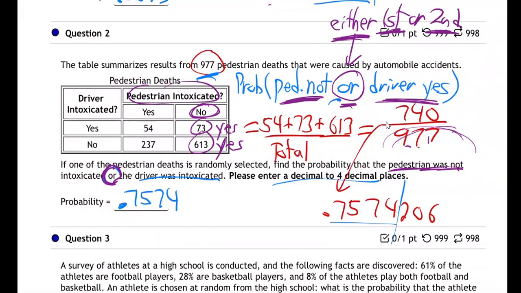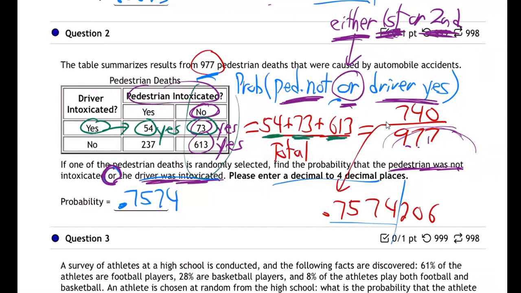And they said pedestrian not or driver yes, so you can have either the first or the second. So I just grab all the first, and then you go to the second. Driver was intoxicated, and you go driver yes, that means both of these. And we kind of doubly circled the 73. And there we go. And that's another maybe quicker, easier way to find the same answer, the same 3 groups, the 54, the 73, the 613. You see how I did that?